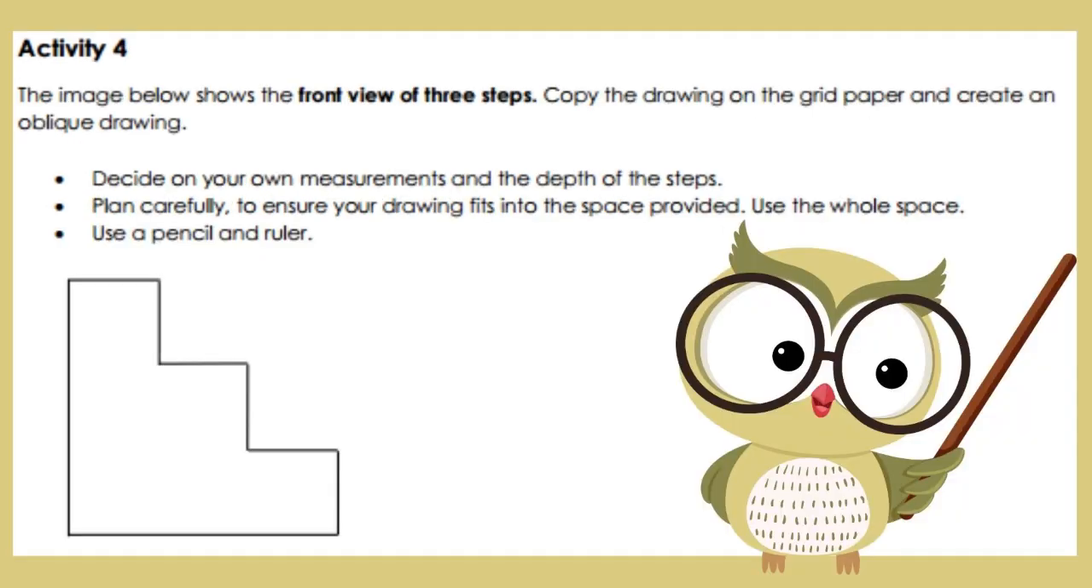Activity 4. The image below shows the front view of 3 steps. Copy the drawing on the grid paper and create an oblique drawing. Decide on your own measurements and the depth of the steps. Plan carefully to ensure your drawing fits into the space provided. Use the whole space. Use a pencil and ruler.